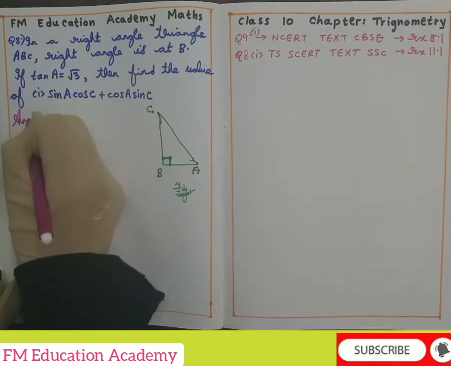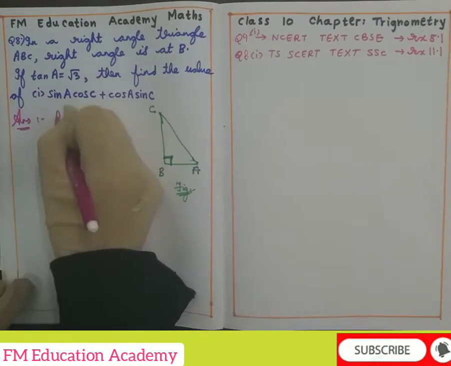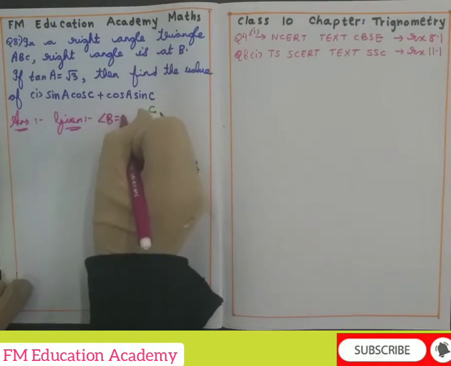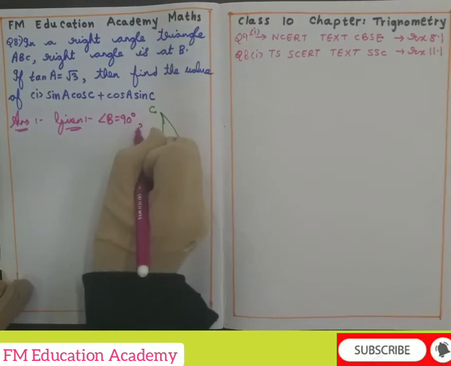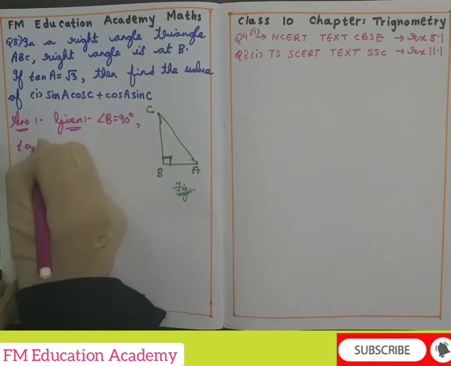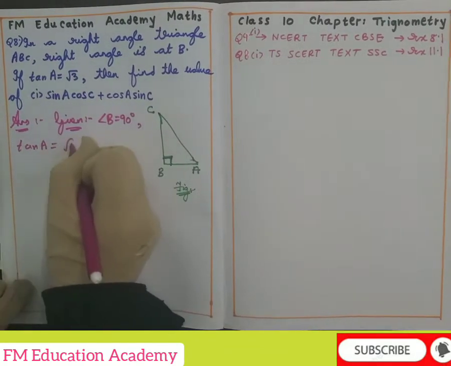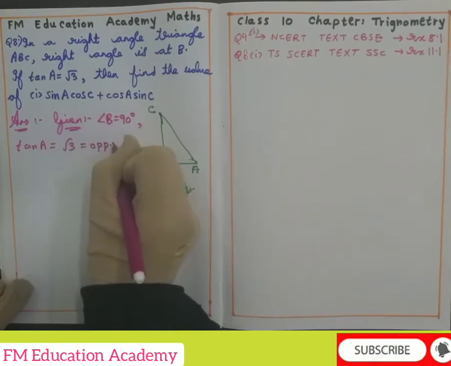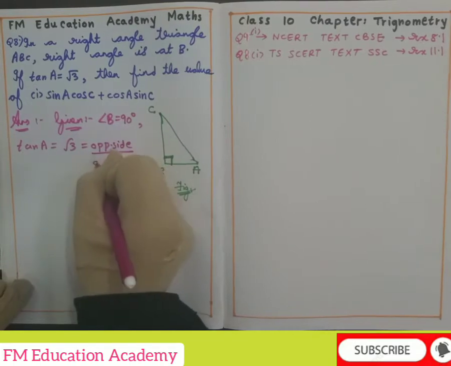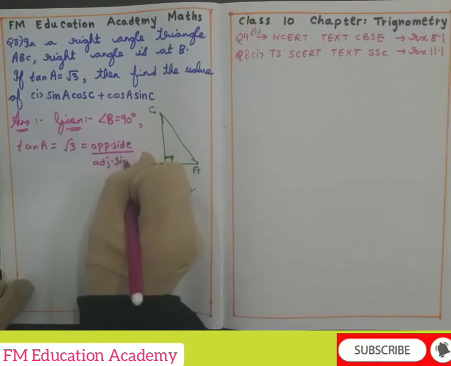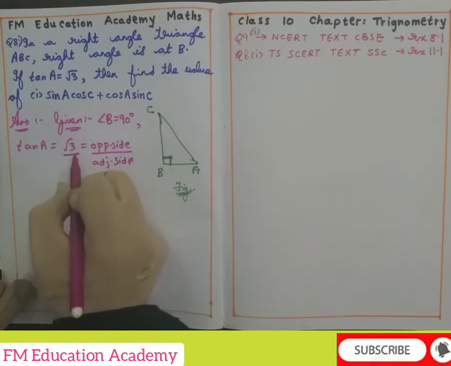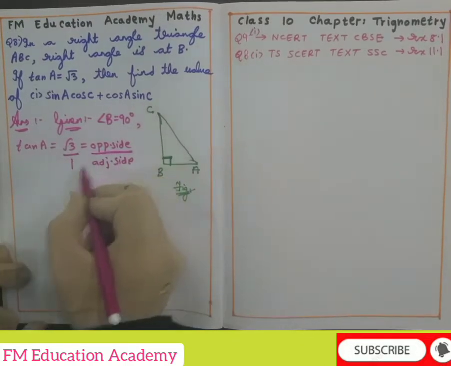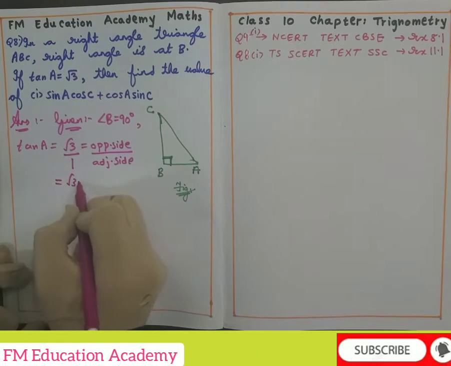So first I'll write whatever is given in the question. Given: angle B is equal to 90 degrees. Right angle at B means angle B is equal to 90 degrees. Then it is given tan A is equal to root 3. We know the formula of tan is opposite side by adjacent side. So we can add 1 to the denominator here. Root 3 can be written as root 3 by 1. So this ratio is root 3 is to 1.